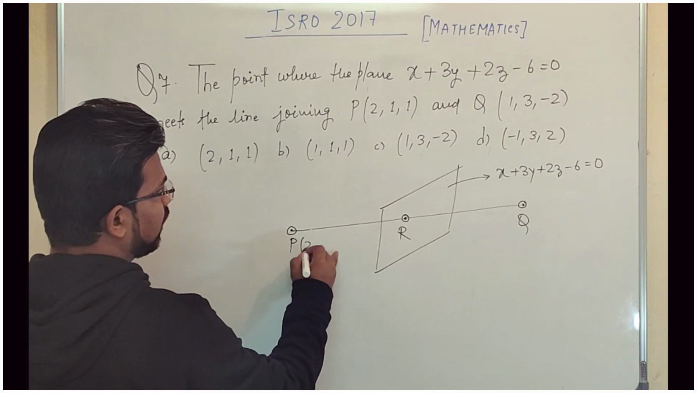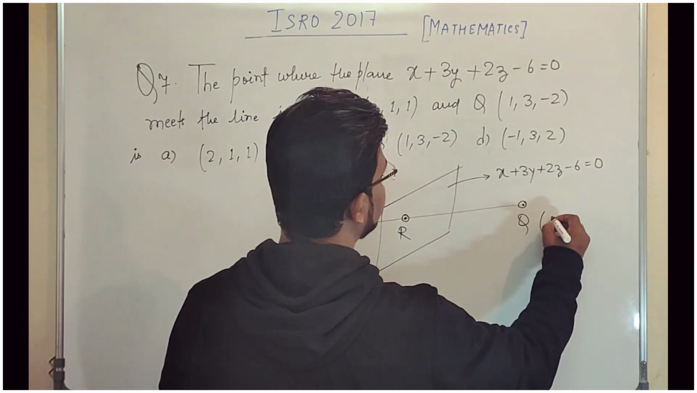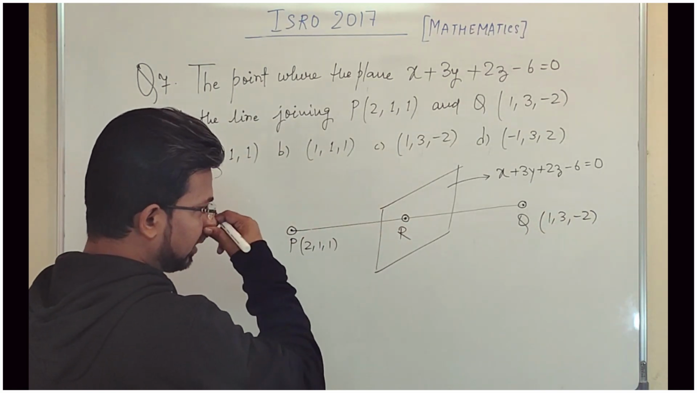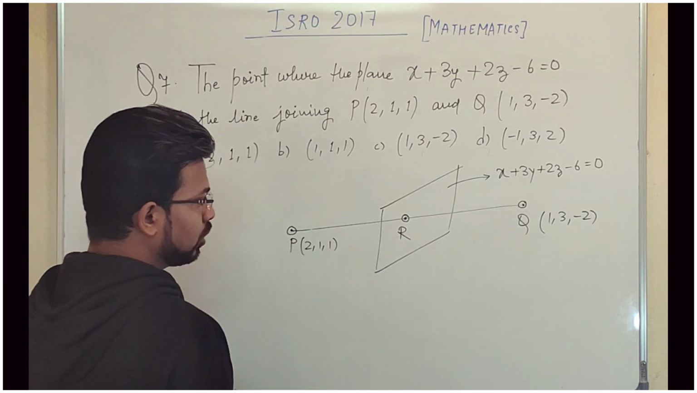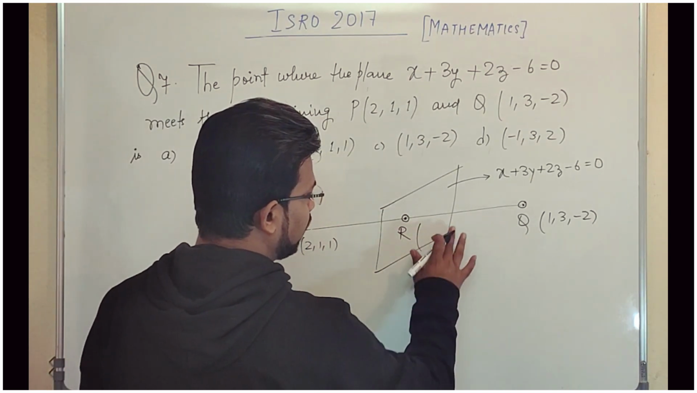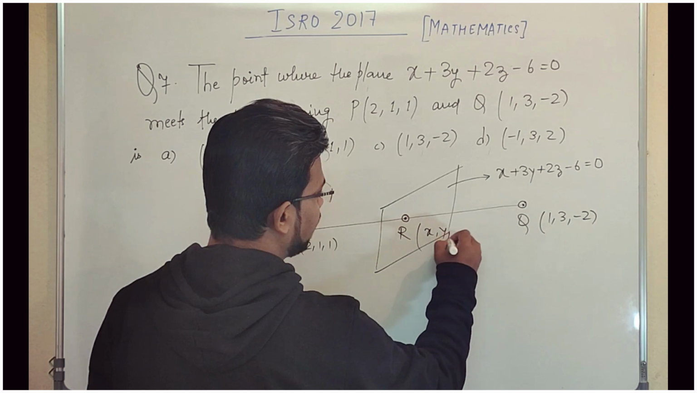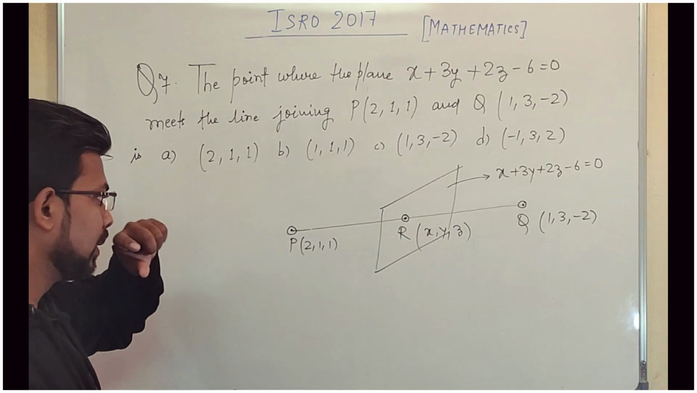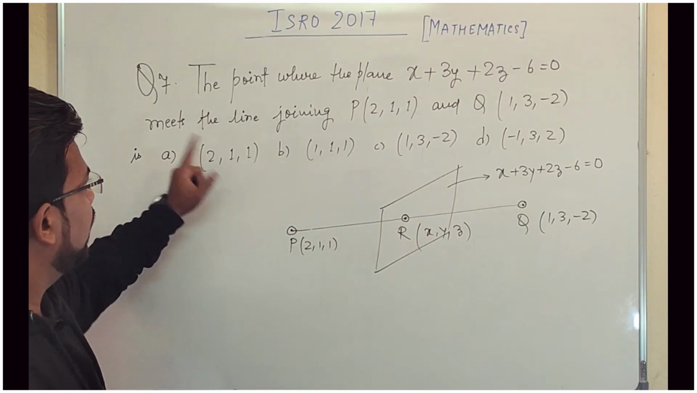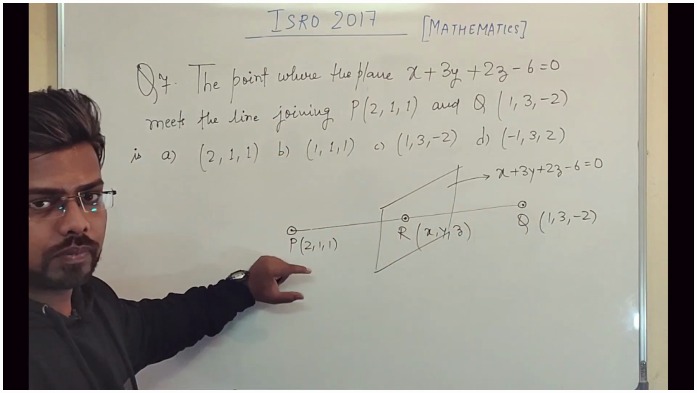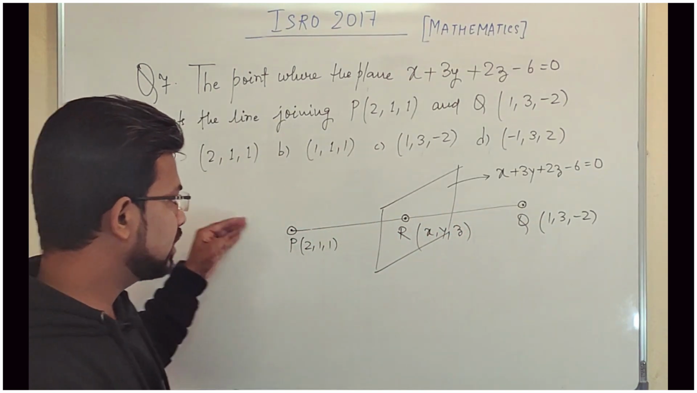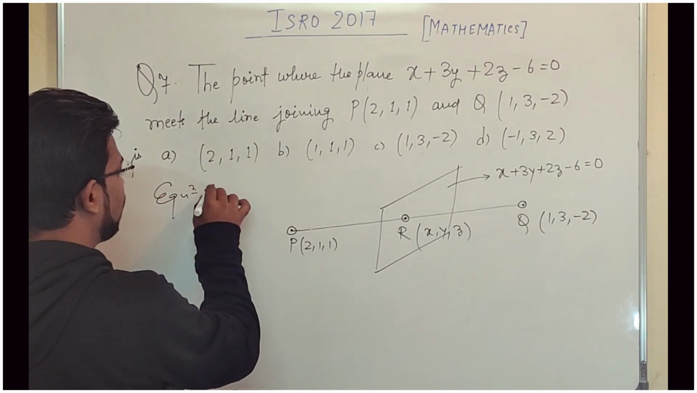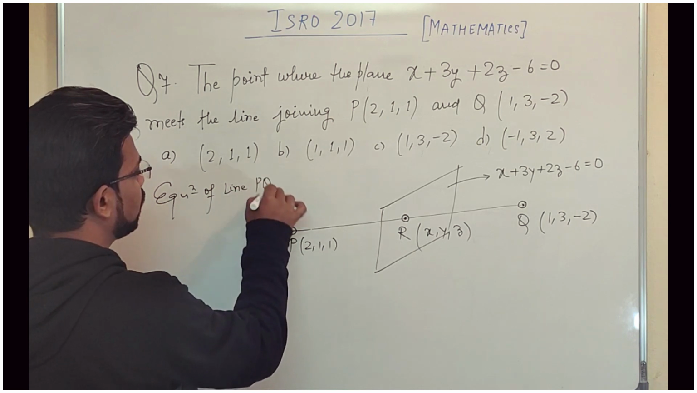The point P coordinates are given as 2, 1, 1. The point Q coordinates are given as 1, 3 and minus 2. R coordinates we actually don't know. So let us consider R coordinates to be, say, X, Y, Z, or A, B, C, anything. Now if this is the line, then what is the equation of the line? What is the logic that we have to apply? First I will be finding the equation of this line. So I'll be writing here the equation of line PQ.